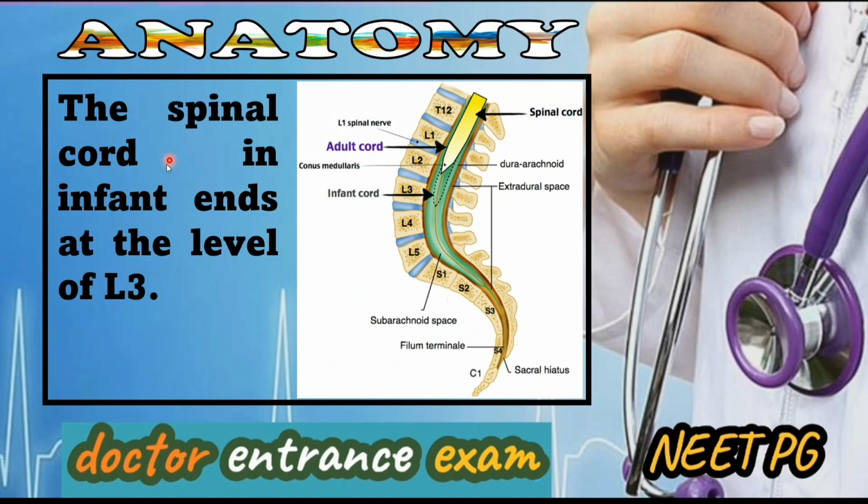And the spinal cord in an infant ends at the level of L3. This is L3. The infant cord ends up to here. This is the adult cord, subarachnoid space, filum terminale, sacral hiatus, extradural space, dura, arachnoid, T12, L1, L2, L3, L4, L5, S1, S2, S3, S4, C1.